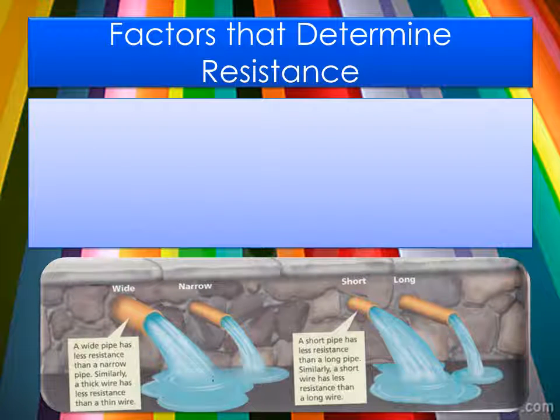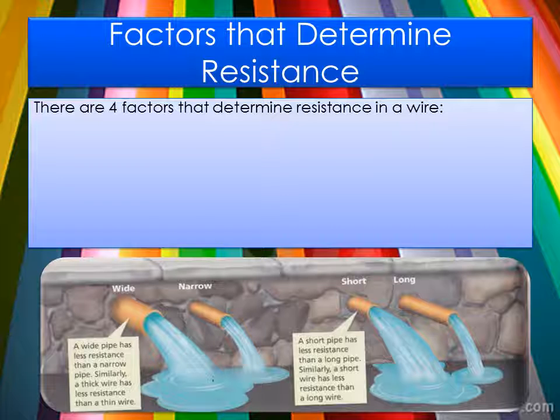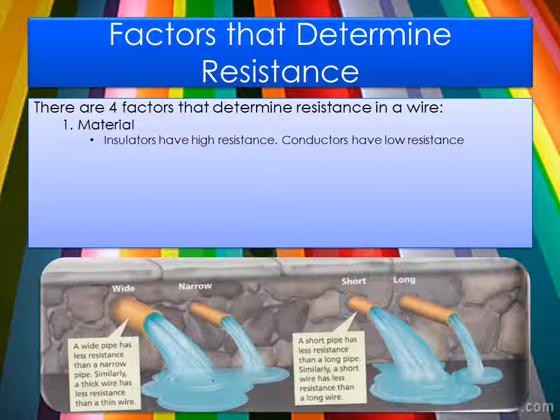Here, we're going to talk about some factors that will determine resistance. There are 4 factors that will determine resistance in a wire. The first one is the type of material. Insulators have a high resistance. Conductors have a low resistance.